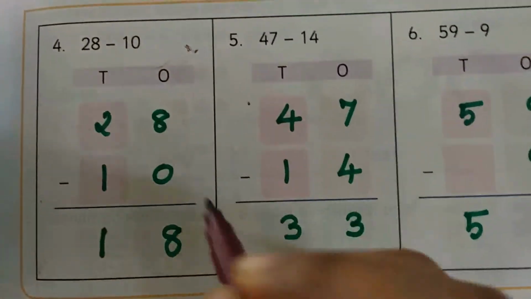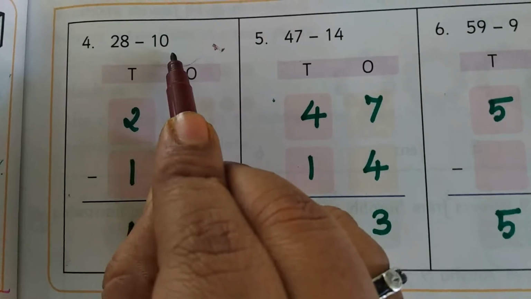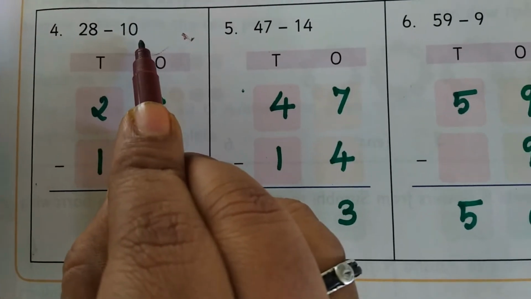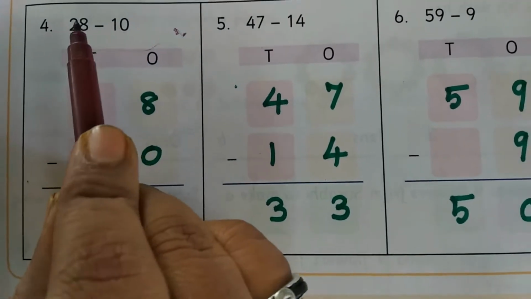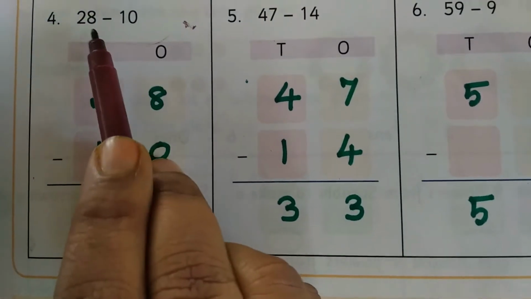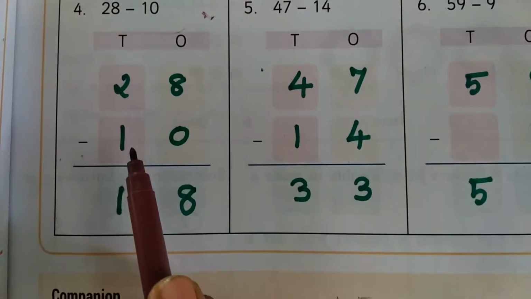Okay, now see the fourth sum. Take page number 57. 28 minus 10. Before we saw only single digit, only one digit, but here 2 digits they have given. So you want to take and write the numbers here. So 28, the first number you want to take and write 28 minus 10. So you want to take and write 10.